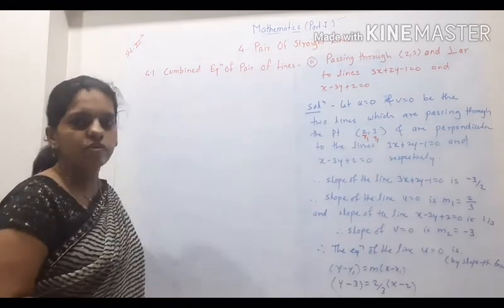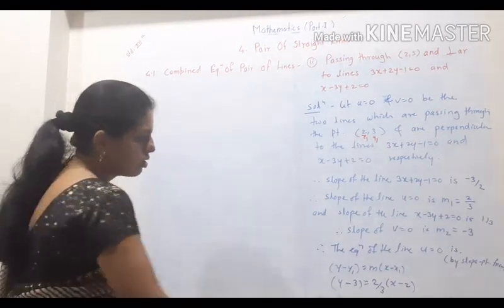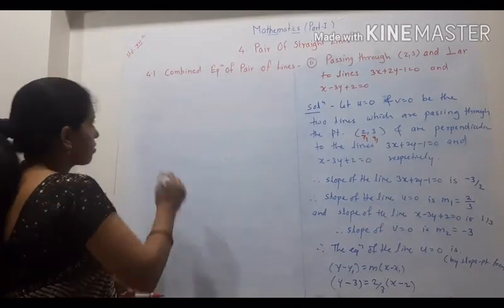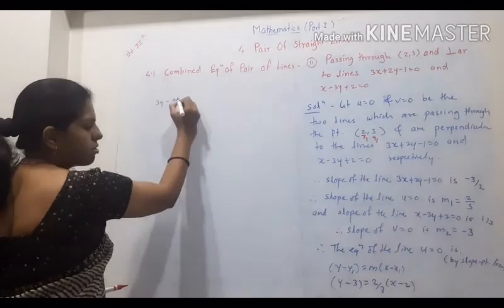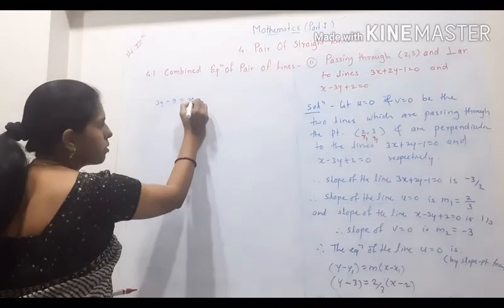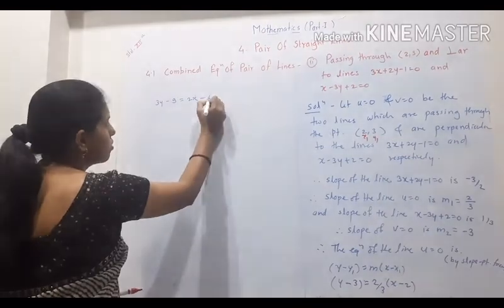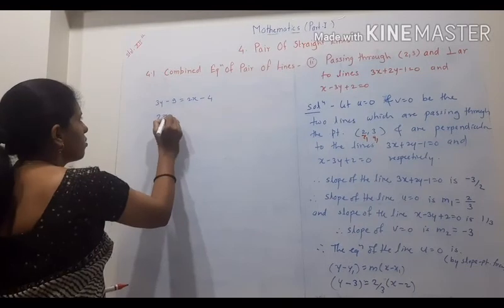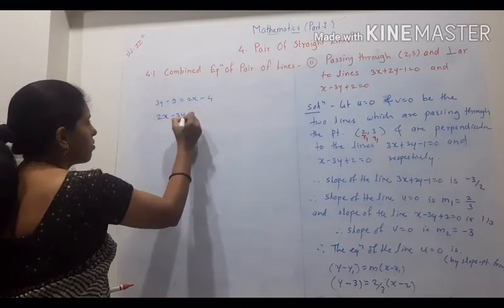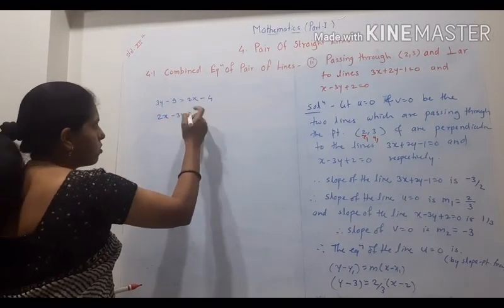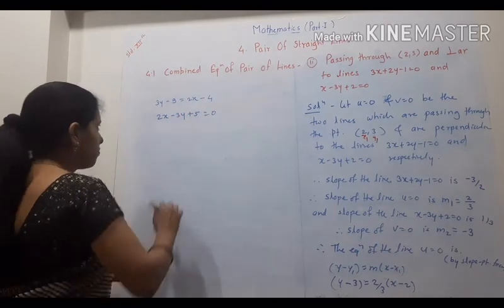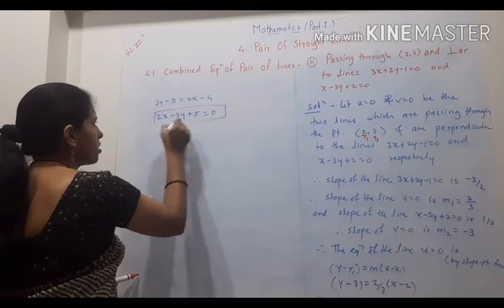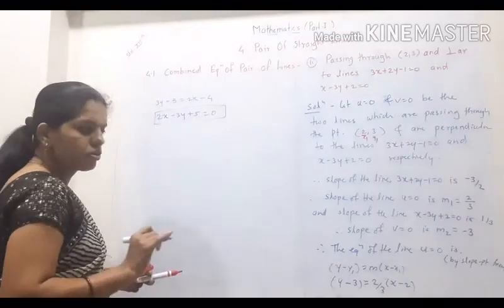Just simplify this equation to the general form. Multiply by 3. It is 3 into y, 3y minus 9, equals 2x minus 4. So it is 2x minus 3y plus 9 minus 4, that is plus 5, is equal to 0. This is the equation of u = 0.